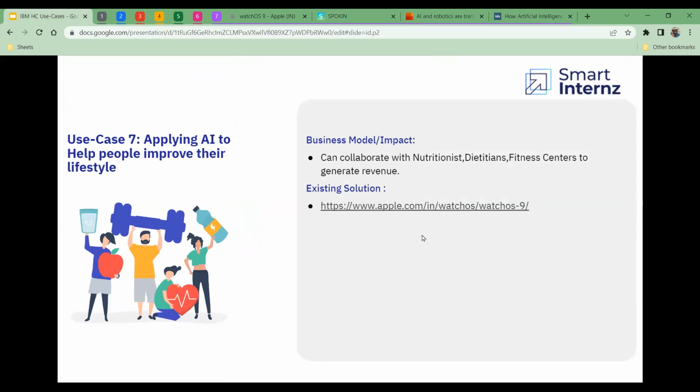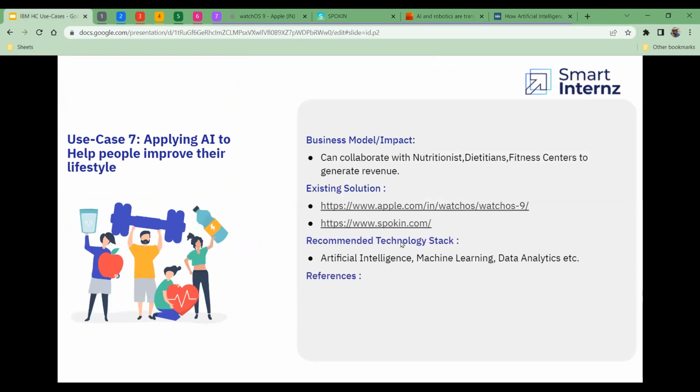And coming to the recommended technology stack, we can use artificial intelligence, machine learning, and data analytics. Data analytics can be used for the visualization of everything in the application. So we can use these types of techniques too. Yeah, that's the recommended technology stack, okay.